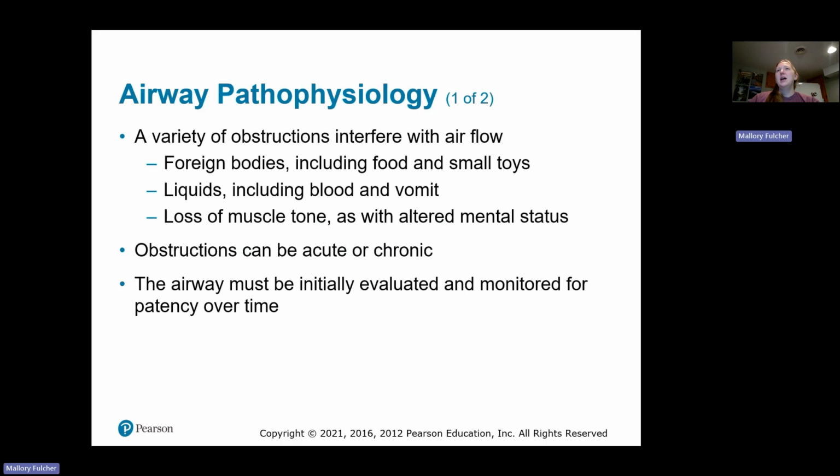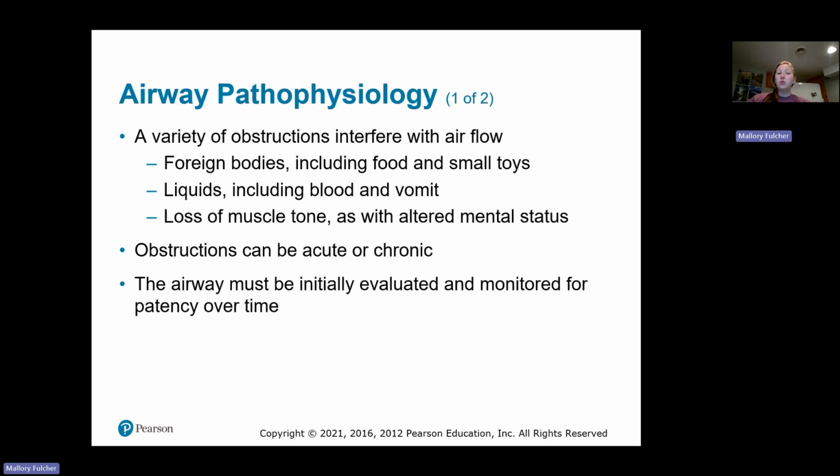So airway physiology, a variety of obstructions interfere with airflow. Foreign bodies, food, small toys, pretty much anything that goes into the mouth could potentially obstruct the airway. Other things like liquids, including blood and vomit, liquids that we produce on our own, can also obstruct the airway. Loss of muscle tone can obstruct the airway as well. This is something that, yes, does certainly happen with altered mental status. But if you know anybody that snores, which most people know several, the loss of muscle tone, everything relaxing, letting that tongue fall back into their throat is what causes that snoring.